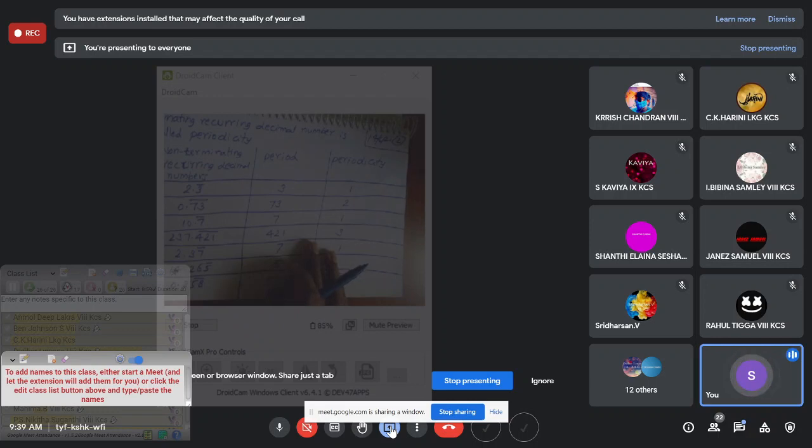For non-terminating recurring decimal numbers, what is the period and what is the periodicity? We use this knowledge when we are writing non-terminating recurring decimal numbers in the form of p by q. Okay, my children.